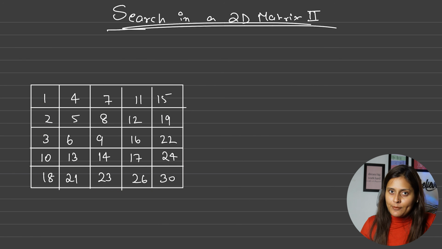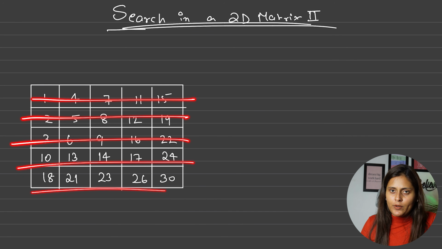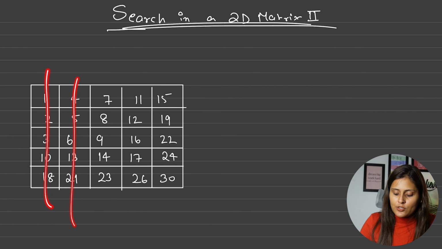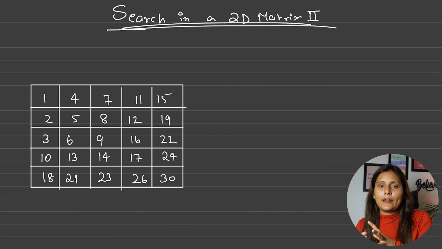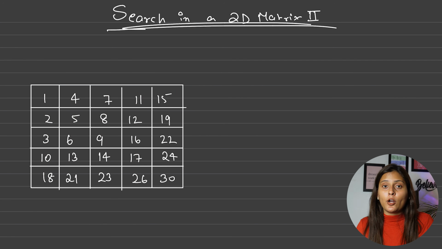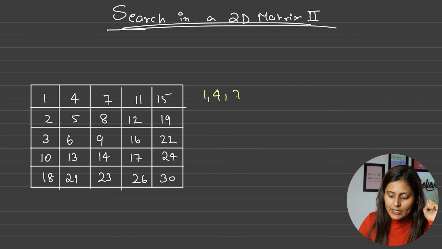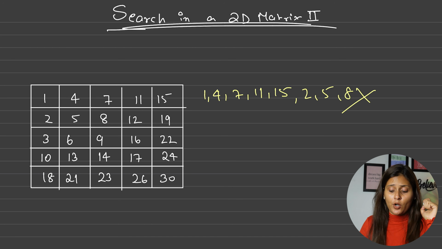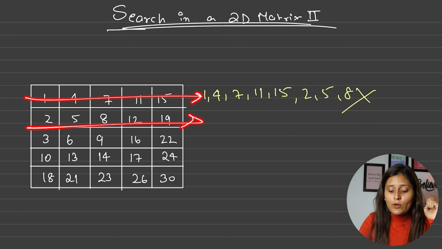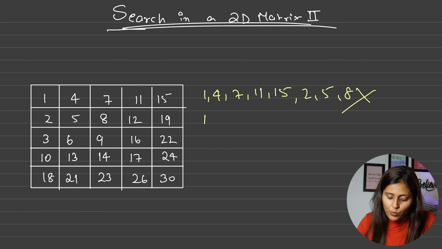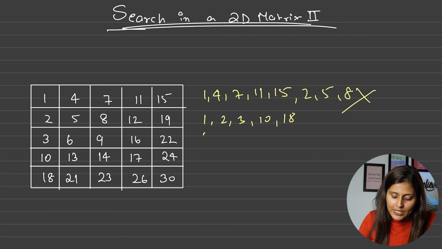And one more point I talked about in the previous video: if you open this row wise, or else you can open it column wise, whichever way you open it, if you find it is in sorted order, then you can think of applying binary search. But here if you open this, suppose you open 1, 4, 7, 11, 15, correct? After that 2, 5, 8, this is not in sorted order. How did I open this? Row wise. Now let's open column wise. So definitely we'll write 1, 2, 3, 10, 18, I am writing it this way.